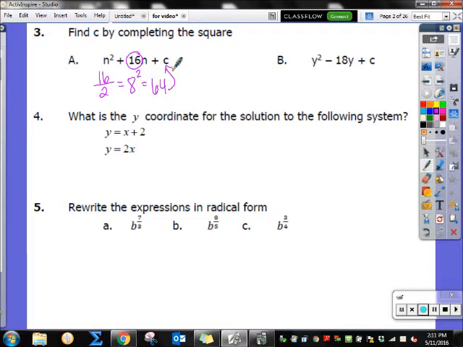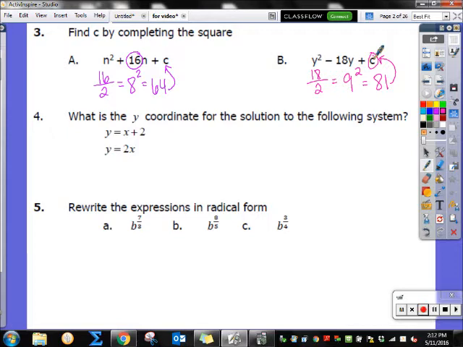Okay. Same thing on B. You take your middle term, which is 18. Notice I'm not worrying about what the sign is right now. You divide it by 2. You get 9, and then you square that number. So 81 would be what you have to plug in for C in order to make that a perfect square trinomial. For number 4, what is the y-coordinate for the solution to the following system?